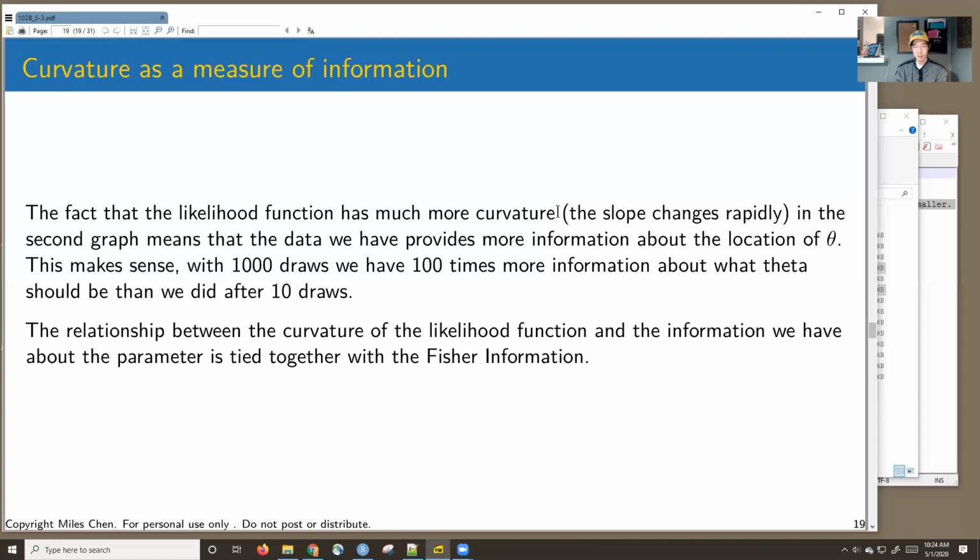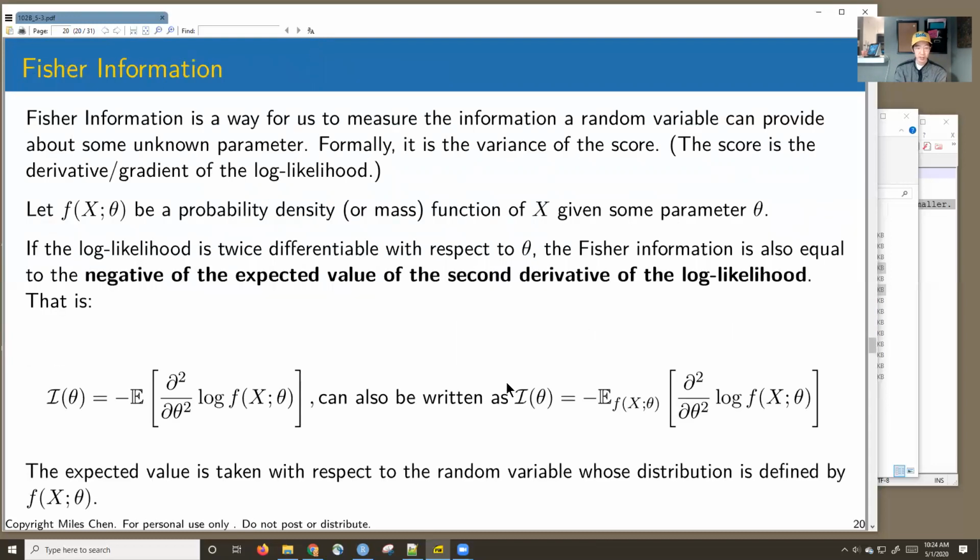And so the relationship between the curvature of the likelihood function and the information we have is tied together in what we call the Fisher information. The Fisher information is a way for us to measure the information that a random variable can provide about some unknown parameter. So we want to know, what do our observations x tell us about the unknown parameter theta?